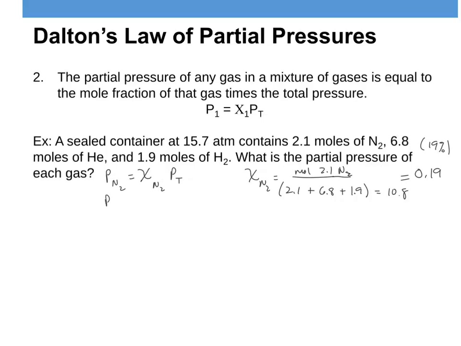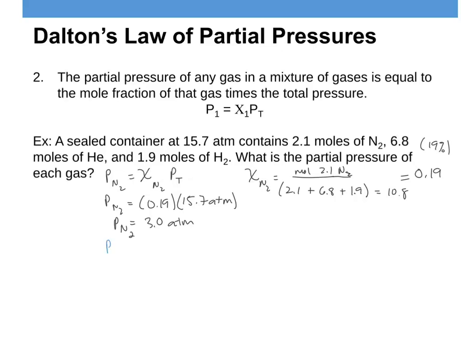So if I want to figure out my partial pressure of nitrogen, I'm just going to say that the mole fraction is 0.19. The total pressure was given to me at 15.7 atmospheres. And I just multiply those together to get that the partial pressure of nitrogen is going to be 3.0 atmospheres. So I figured out the partial pressure of just the nitrogen.